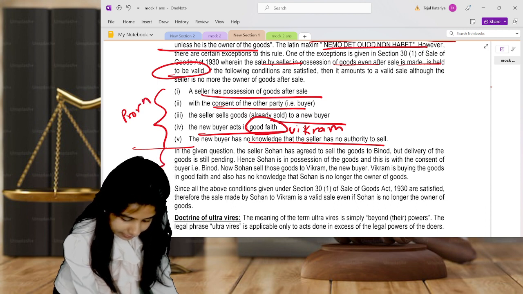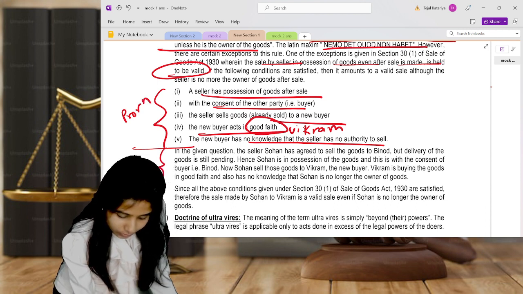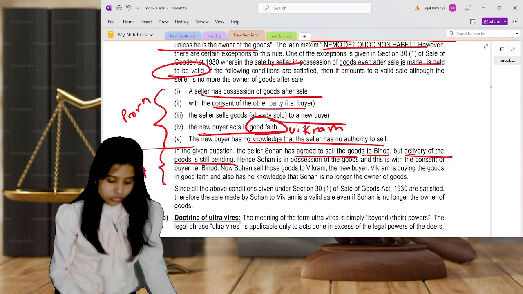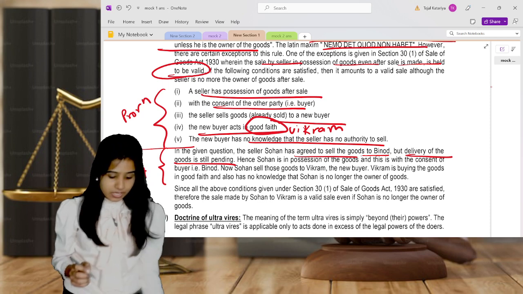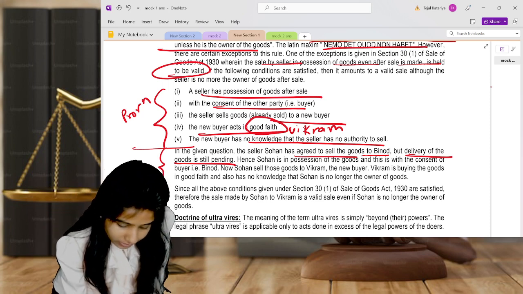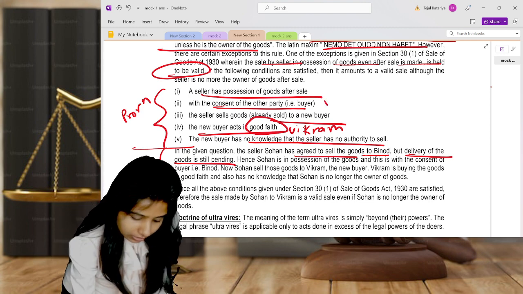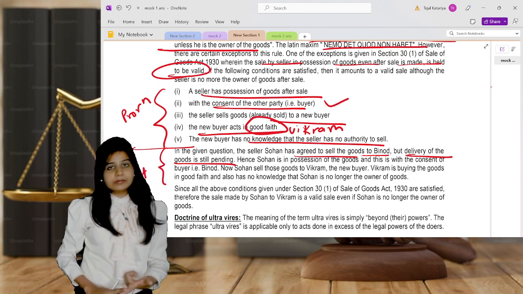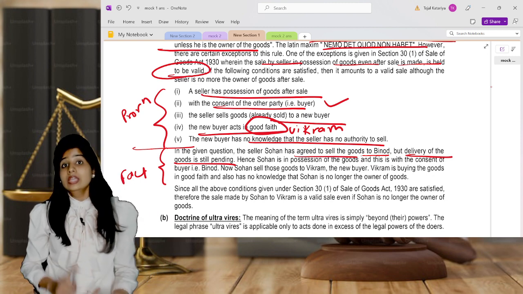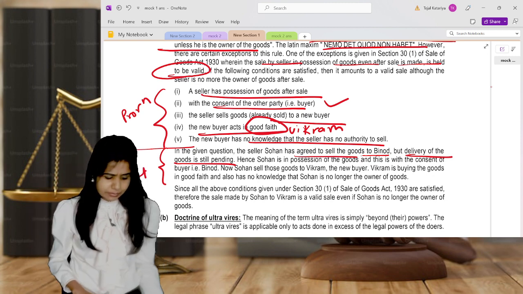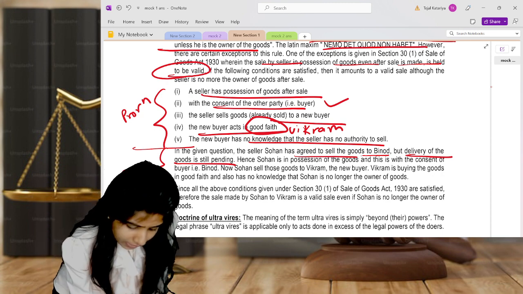Now here they are giving the facts of the case. In the given question, the seller Sohan has agreed to sell the goods to Binod, but delivery of the goods was pending only. So delivery is pending, but he has already sold the goods. Hence Sohan is in possession of the goods, and with the consent of Binod only. So first of all, he is in possession. That means the seller is in possession, but that possession is with the consent of the buyer only. That means with the consent of Binod only.